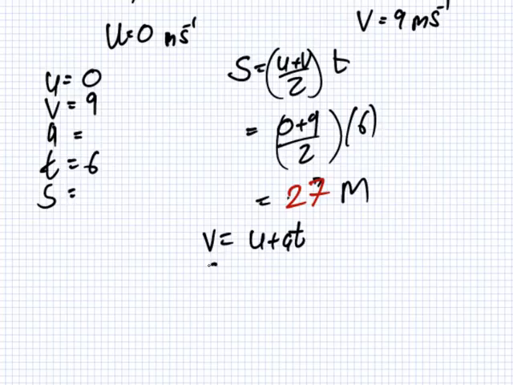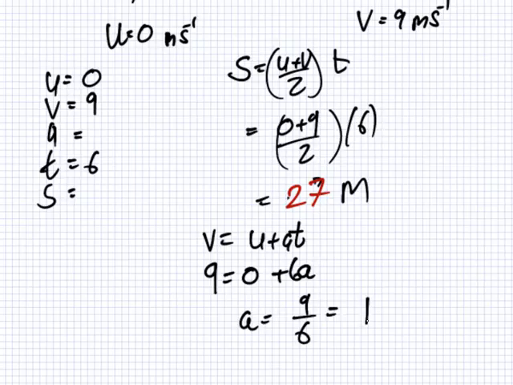Okay, V is 9, U is 0, A is what we want, and T is 6. So that's a 6A. And what's the A here? Yeah, 9 over 6, which is 1.5 meters per second squared. So this was the first part, and this was the second part.